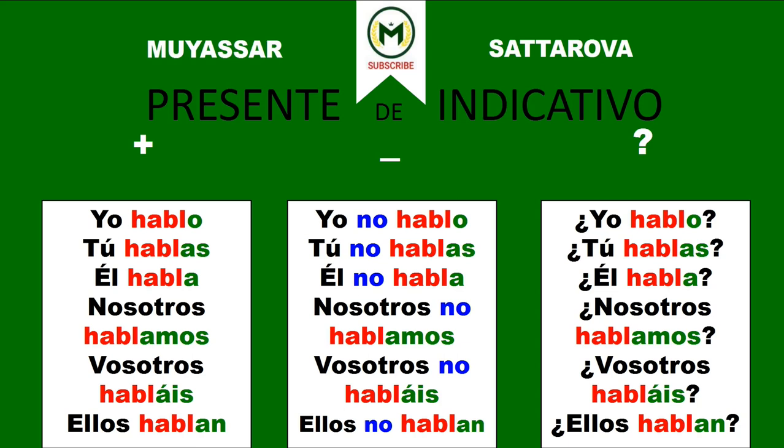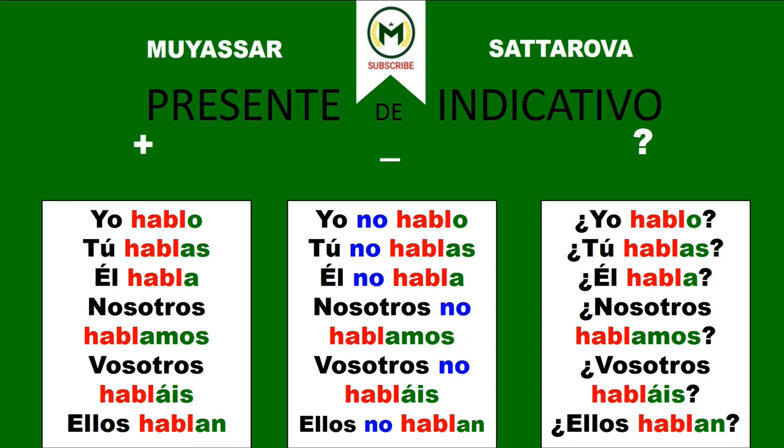Here are some examples. Hablar, to speak. Yo hablo, I speak. Tú hablas, you speak. Él habla, he speaks. Nosotros hablamos, we speak. Vosotros habláis, you speak. Ellos hablan, they speak.